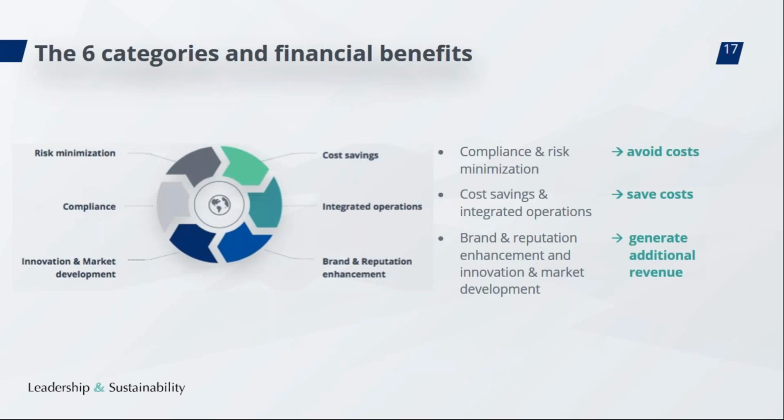Out of the many options to structure the business case, we have selected the structure you see here on the left. We have defined the categories: compliance, risk minimization, cost savings, integrated operations, brand and reputation enhancement, and finally, innovation and market development. As you can see to the right, we have clustered these 6 categories into 3 groups that are related to the financial impact. The first group is cost avoidance, related to compliance and risk minimization.